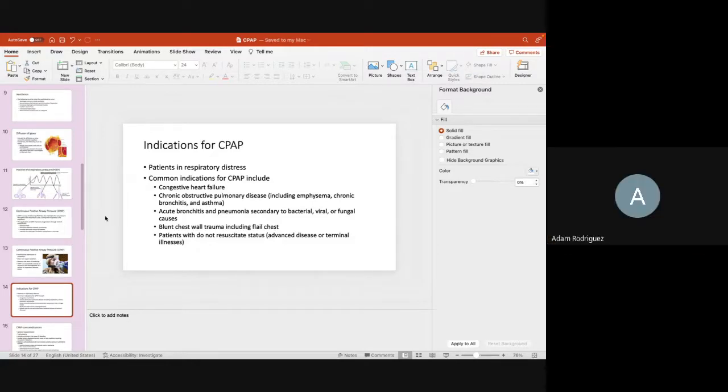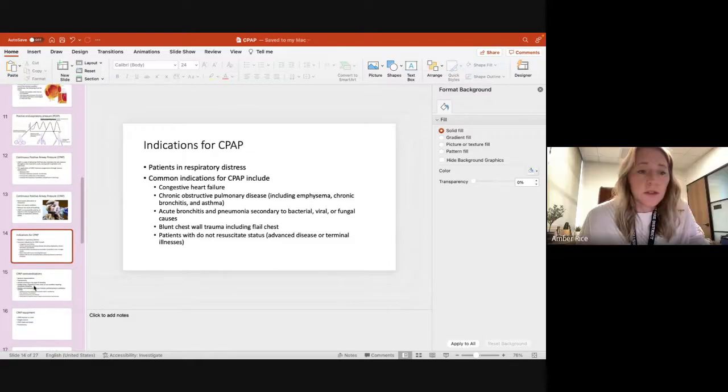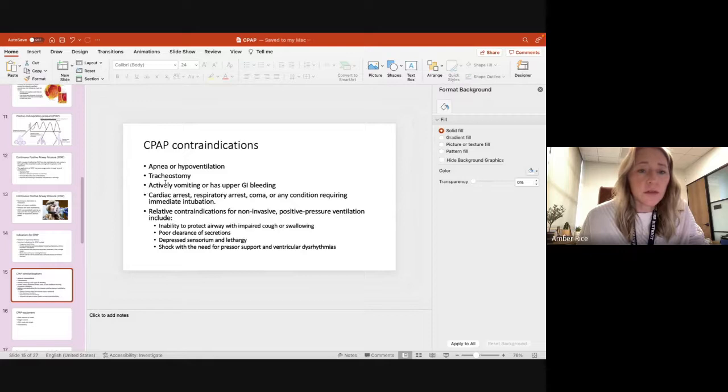That looks good. So indications and then contraindications generally follow.